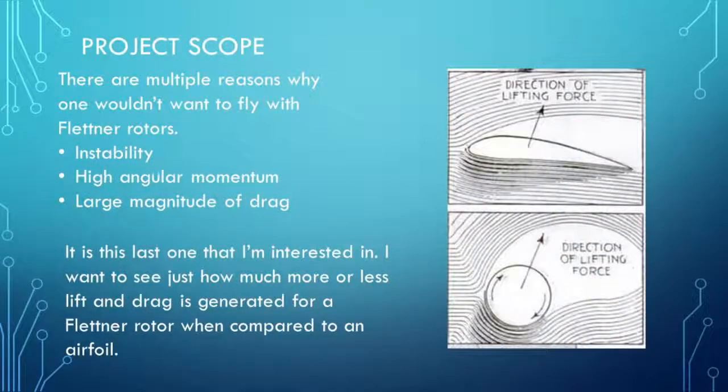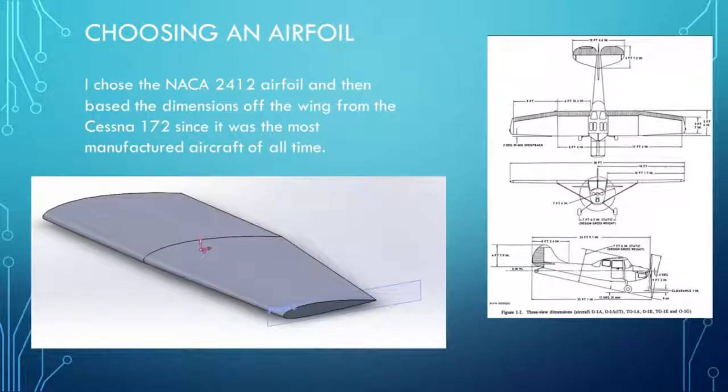There are multiple reasons why one wouldn't want to fly with Flettner rotors. Instability. High angular momentum. Large magnitude of drag. It is this last one that I'm interested in. I want to see just how much more or less lift and drag is generated for a Flettner rotor when compared to an airfoil. I chose the NACA 2412 airfoil and then based the dimensions off the wing from the Cessna 172 since it was the most manufactured aircraft of all time.